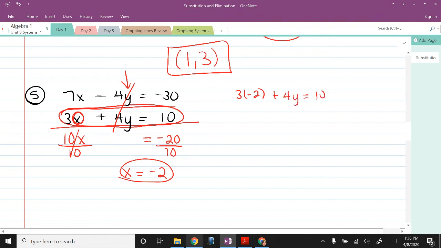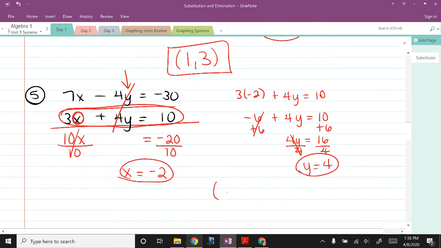Then I'm going to simplify. 3 times negative 2 is negative 6. Plus 4y equals 10. I'm solving for y. So I'm going to add the 6 on both sides. 4y equals 16. Divide by 4. And y equals 4. So I have my x and my y. So I write my ordered pair. X before y. So negative 2, positive 4 is my solution. All right.